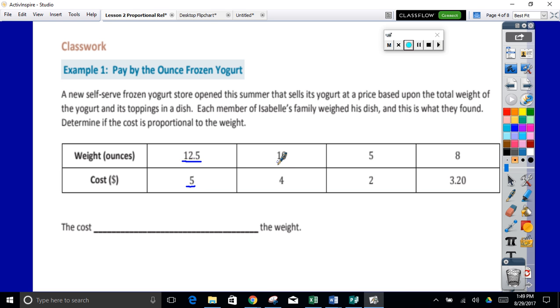Another member of the family weighed theirs. It weighed 10 ounces, and they paid $4. So I want you to think for a moment, does everyone pay the same cost per ounce, and how do you know? This would be a good time to pause the video and think about this question. Does everyone pay the same cost per ounce, and how do you know?